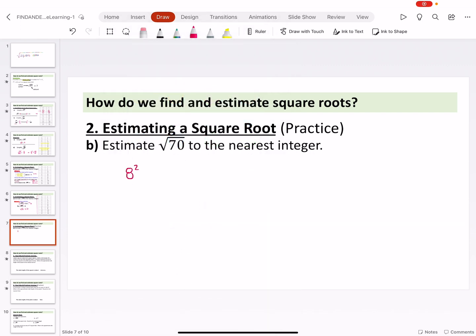So knowing that we have 8 squared equals 64, and then we have 9 squared equals 81, we know that 70 falls somewhere in between 64 and 81. From there, count the difference in spaces. So the difference between 81 and 70 is 11 spaces, and the difference between 64 and 70 is 6 spaces. Therefore, 70 is closer to 64 than to 81, and then we will say the square root of 70 is approximately 8.